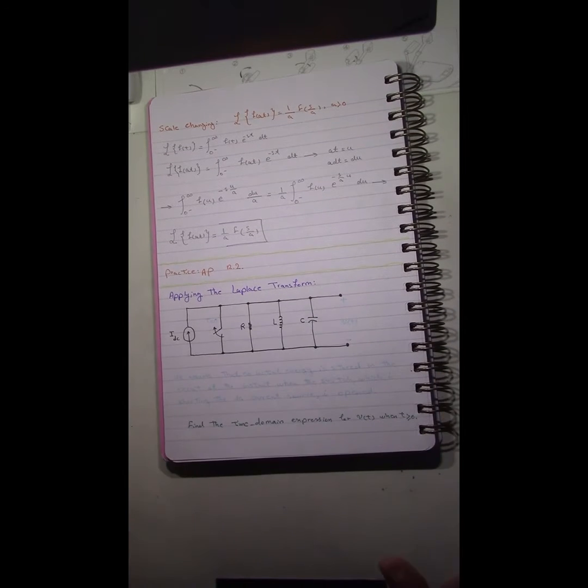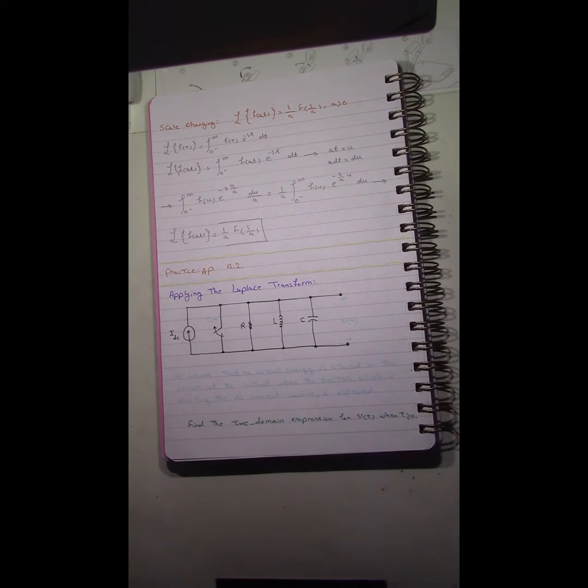Do you remember this circuit? Okay, what was the question? We wanted to analyze this circuit and find the time domain expression for V of t. What is V of t? The voltage across these 2 points, or at the terminals.